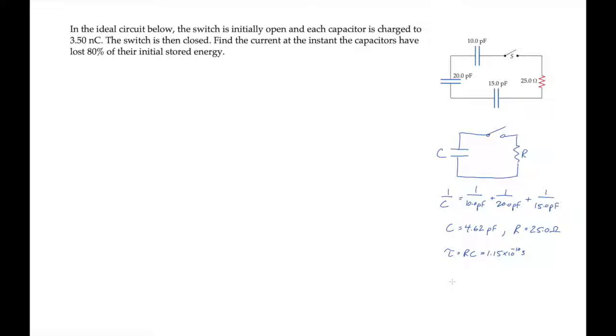This problem asks us about the energy stored in the capacitors. So let's write down the energy stored at time 0 when they're fully charged. It's 1/2 CV squared, or using the definition of capacitance, we can eliminate the voltage V to write this as 1/2 the square of the charge at time 0 divided by the capacitance C.